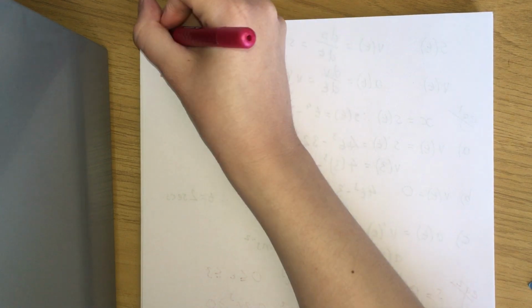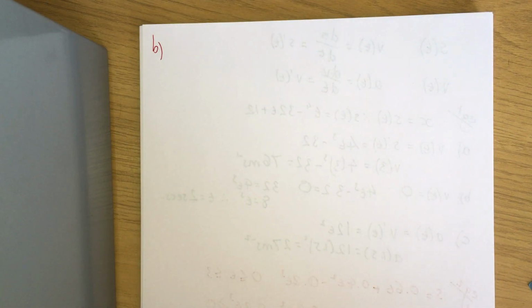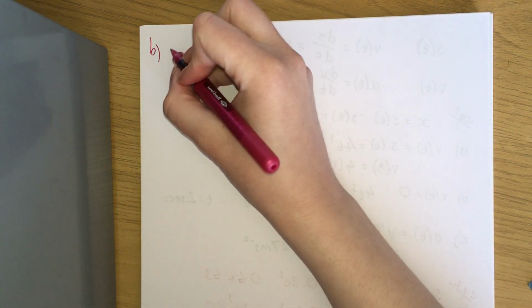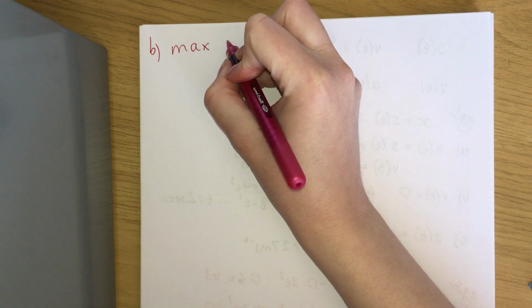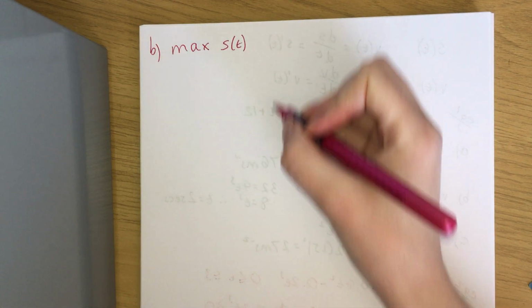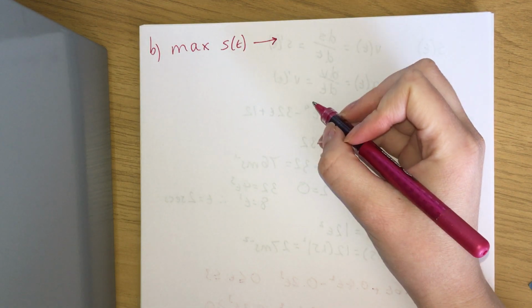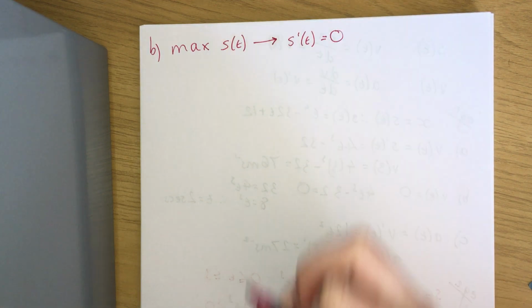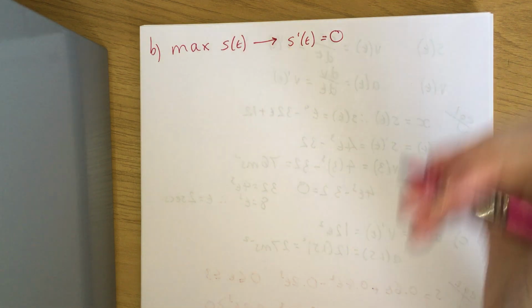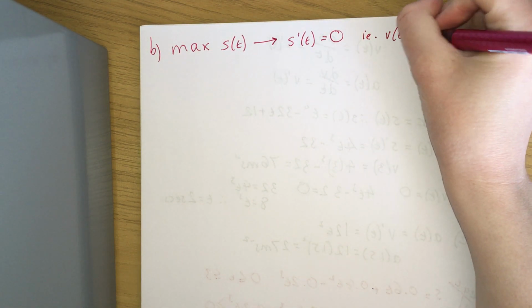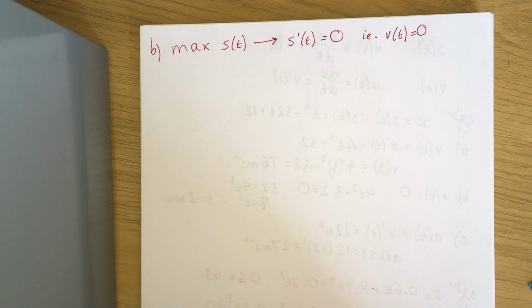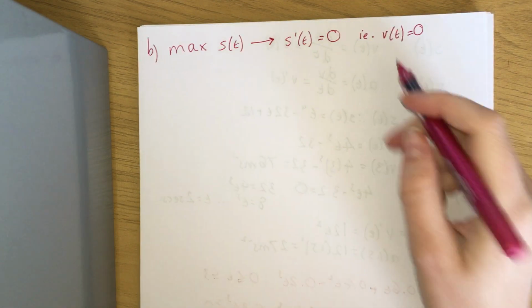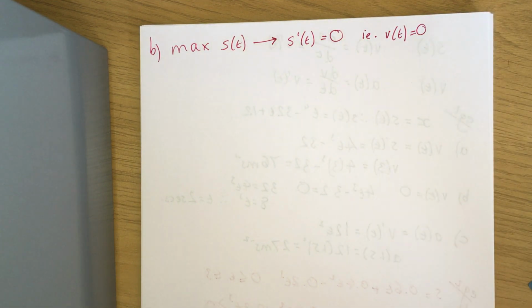So part B, find the maximum distance of the yo-yo from the child's hand, correct to 3 significant figures. So I want the maximum of my distance function in terms of t. If I want to find a maximum, this implies when the derivative is equal to 0, i.e. when the velocity function is equal to 0. So you could approach this problem without even knowing this, as long as you know that if you're finding a maximum point, you're finding the derivative of the function and when it's equal to 0.